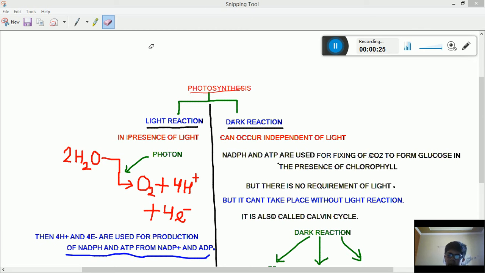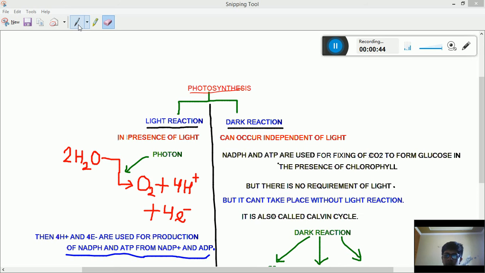So let me recapitulate about photosynthesis. What is photosynthesis? Photosynthesis is a process in which inorganic substances like carbon dioxide and water are converted into oxygen and an organic substance called glucose. Now in this video we will talk about the types of photosynthesis.